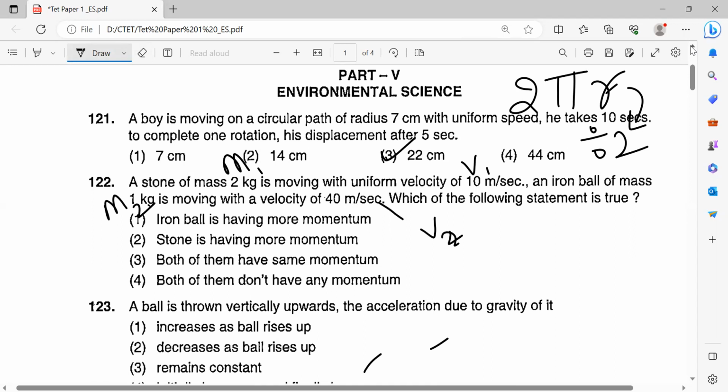Iron ball is having more momentum. Stone is having more momentum. Both of them have the same momentum. Both of them don't have any momentum.